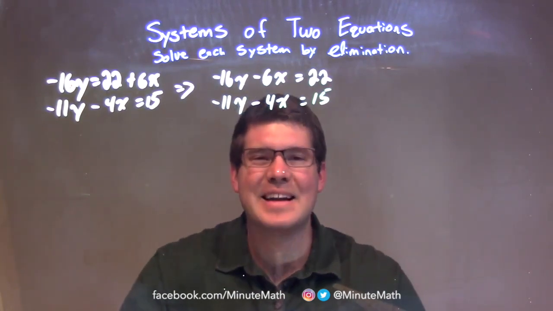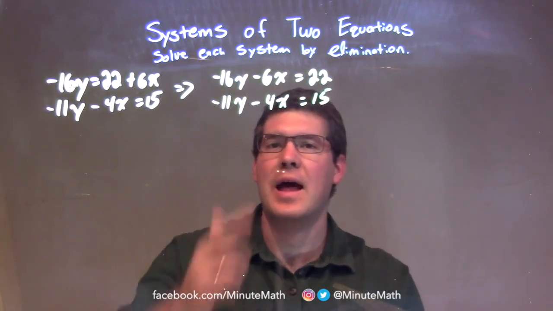Well, what I want to do now is see if I can eliminate one of the variables. And I'm thinking that x is going to be the easiest.